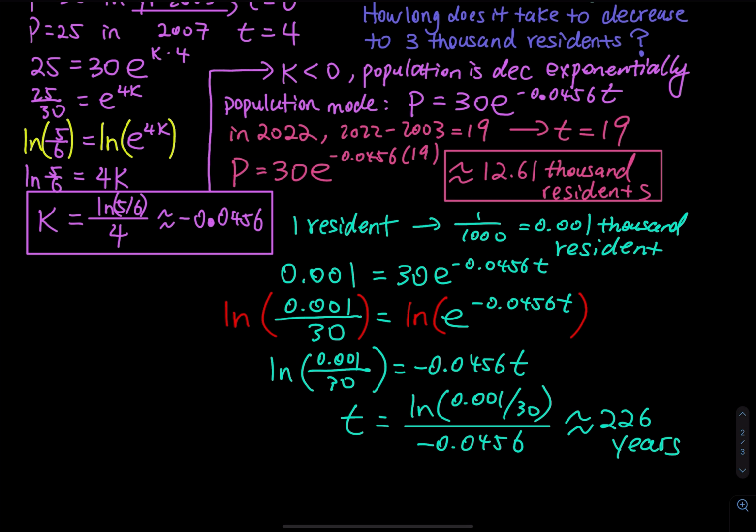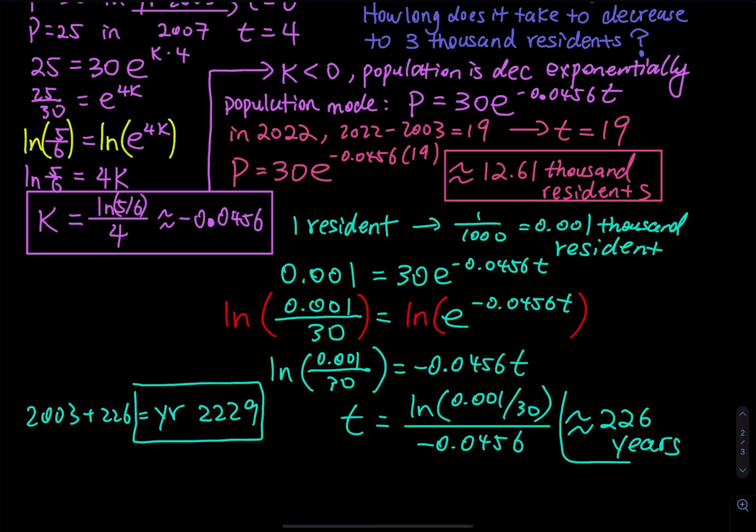It takes that many years to reach one resident. Remember, the population is decreasing starting from 30,000 residents in this city. And then 2003 plus 226 is equal to what year? That is the year 2229. It takes that many years to reach one resident, and that year is 2229.